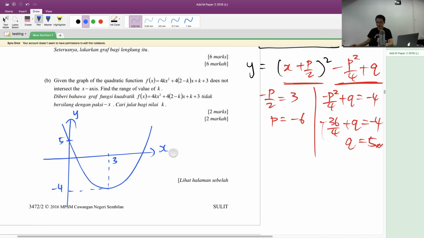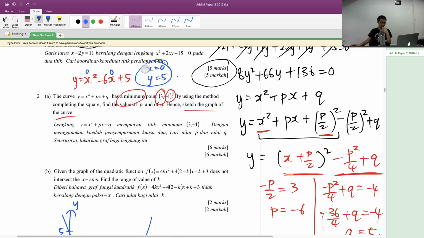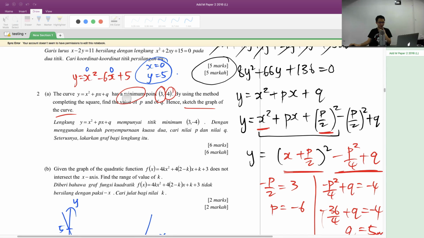It's very simple. Whenever the question asks you to sketch the graph of the curve, you always need to make sure you find the y-intercept. How to find the y-intercept? Just make x equal to 0 in your equation. Then you can easily know your y-intercept. So this one shouldn't have any big problem. If no problem, we'll go into part B.